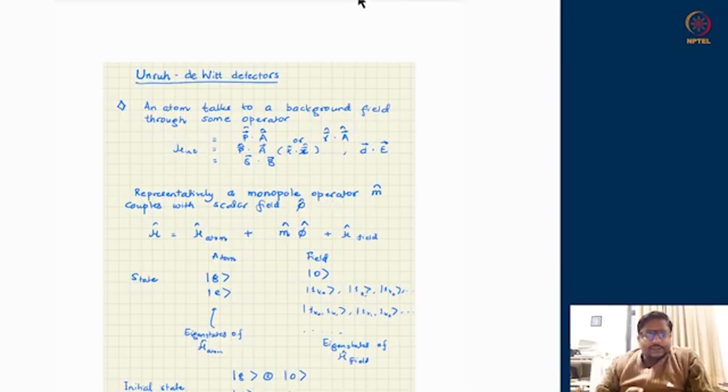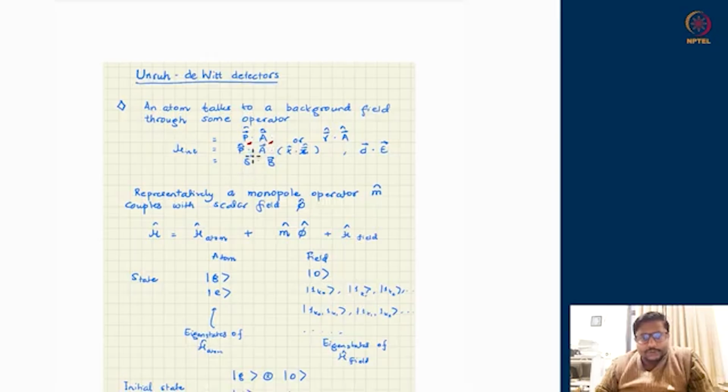So today we will discuss the Unruh-DeWitt detectors. As we learned in the previous class, generically if I try to use the quantum field theoretic language on background fields which are talking to atomic systems, invariably we lead into a situation where we have a Hamiltonian which is made up of operators coming from both sectors, the atomic sector as well as the field sector.